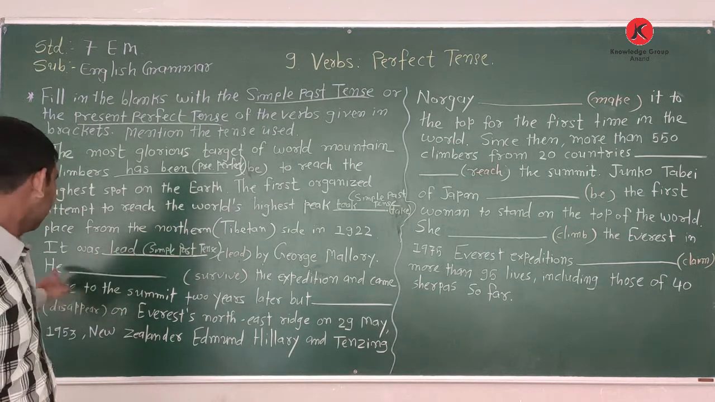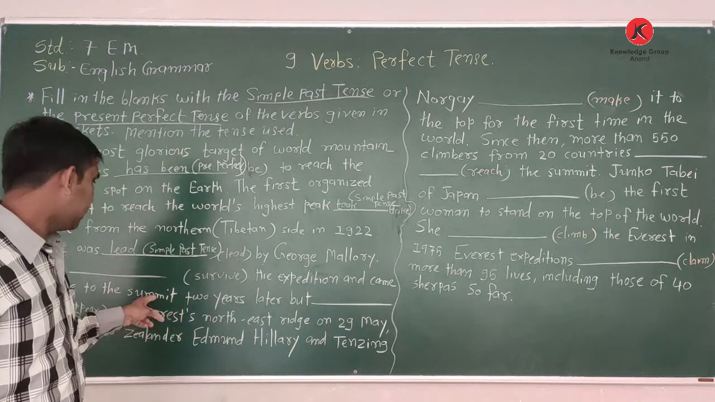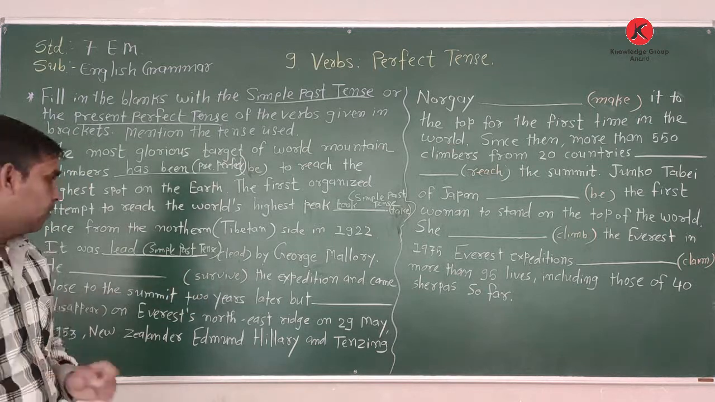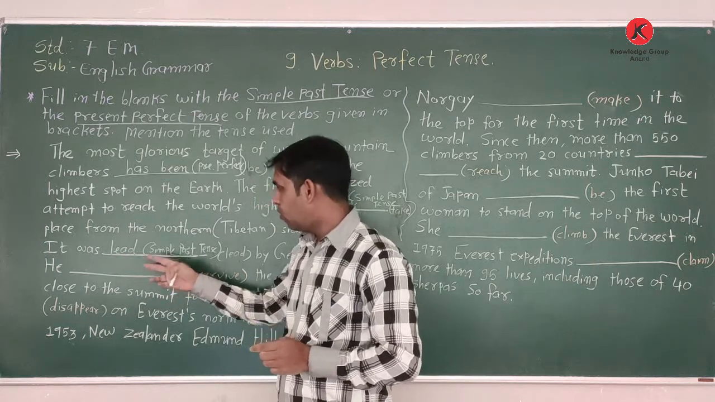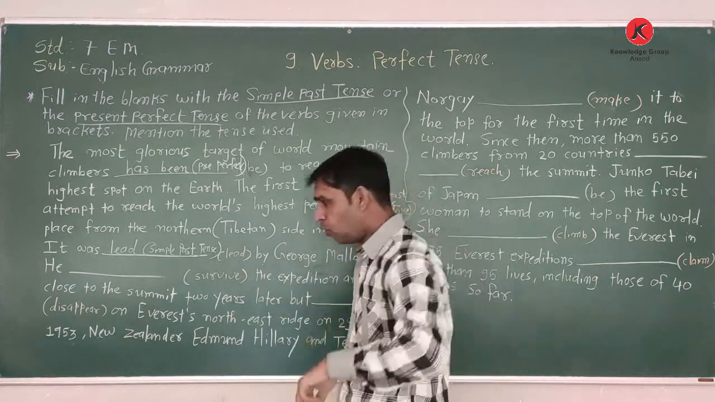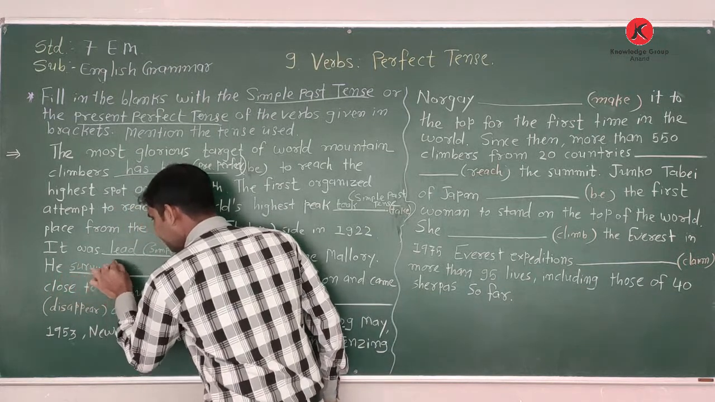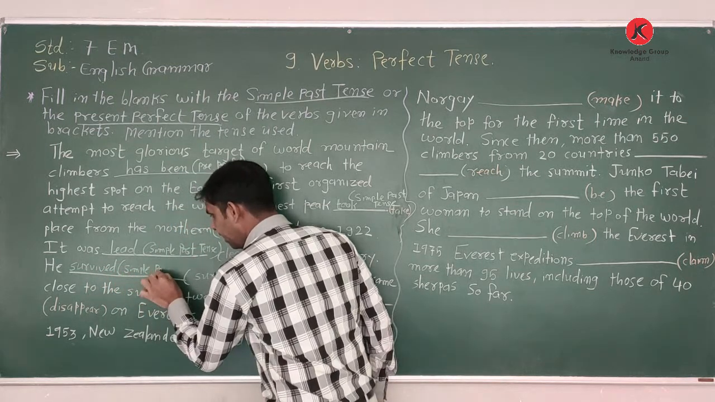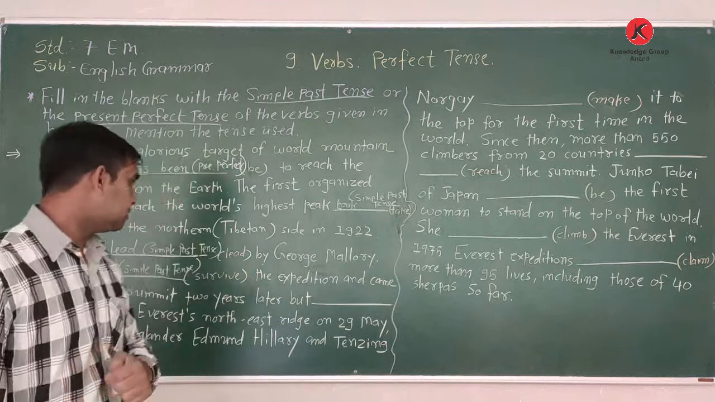See, the expedition came close to the summit 2 years later. Here the given verb is survive. This sentence is connecting with the upper one. The expedition came close. The action was completed, so we write the past form here. Which tense? Simple past tense.